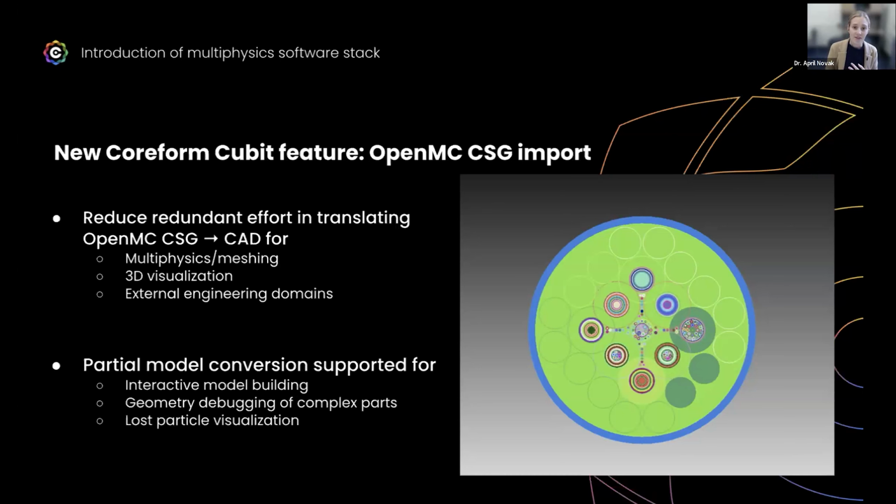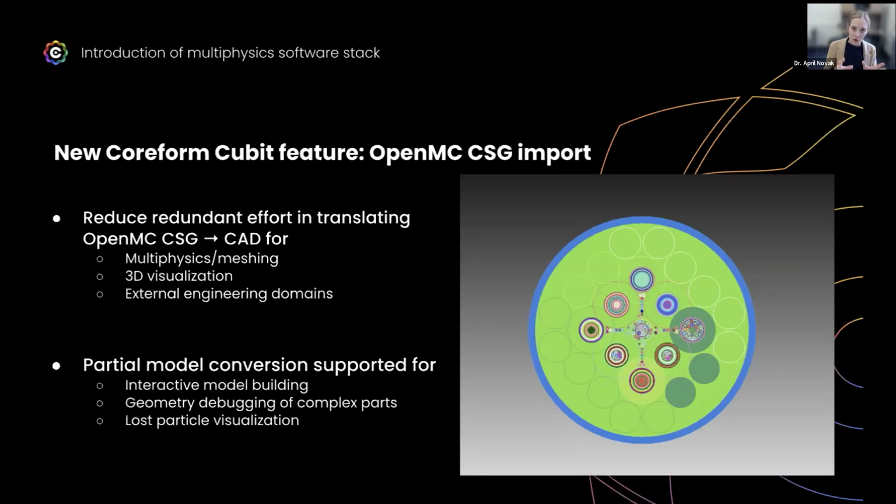You can use that for 3D visualization, removing a lot of the complexities of 2D slice plots, as well as for propagating to other engineering domains. And so the real strength here is that we now have a single source of truth, or a single common ground of information feeding into these different workflows, which is really powerful from personal experience working with these complex multiphysics stacks. Other useful features that we will show you are partial model conversion.